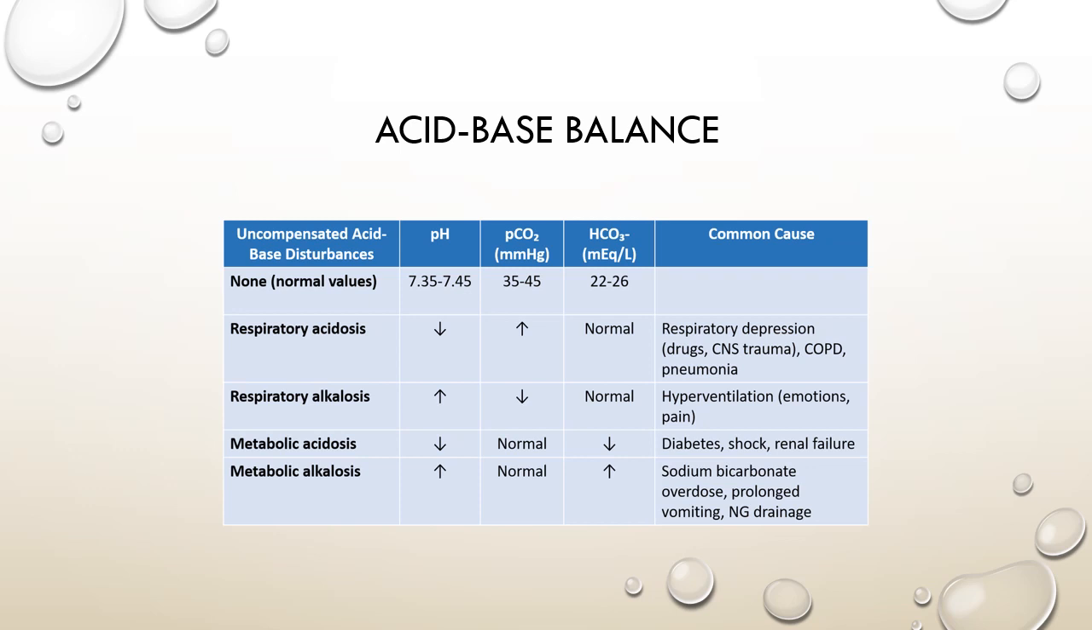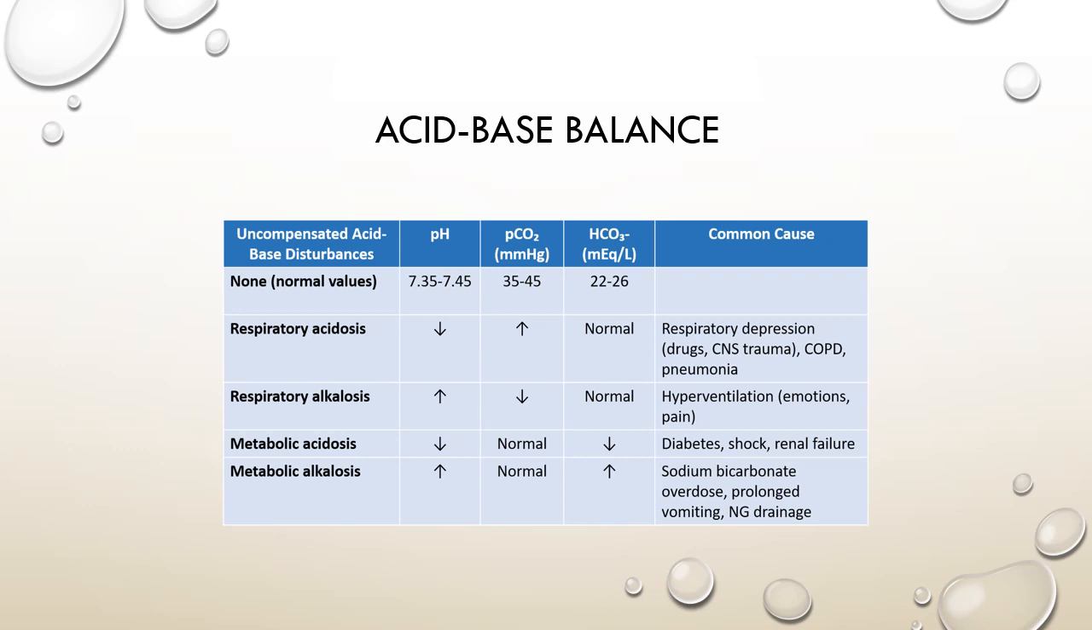So respiratory is opposite. A respiratory acidosis has a low pH and a high CO2. A respiratory alkalosis has a high pH and a low CO2. And the bicarb for a respiratory problem would be normal.